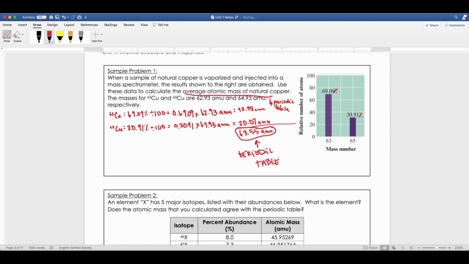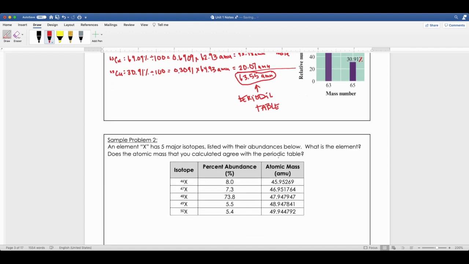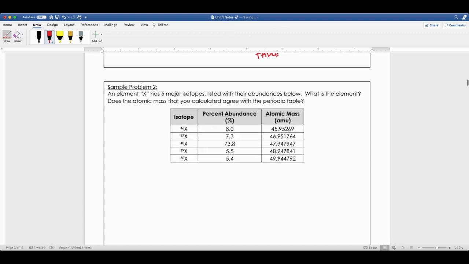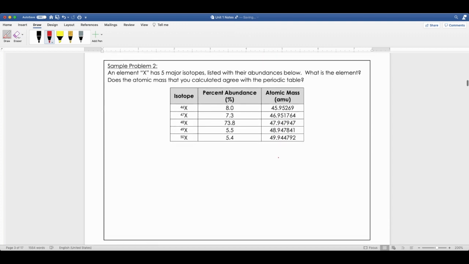That's because copper is not prevalent in having a mass number of 64. But that's how you would do that. And it's really that general process for each of these. So let's try this one down here. An element X has 5 major isotopes and are listed with their abundances below. What is the element? Does the atomic mass that you calculated agree with the periodic table?